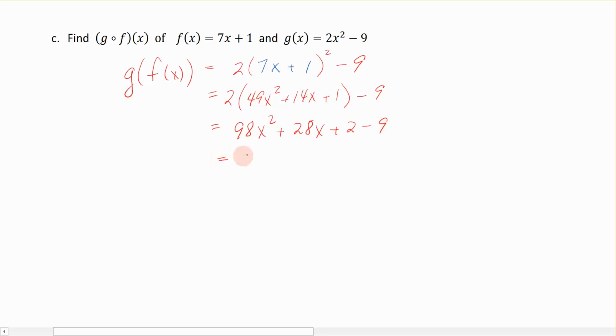The last thing I need to do here is 98x squared plus 28x minus 7 when I combine those like terms. And this right here, which is a quadratic, is the composition of g composed with f. Oops, that looks like g o f. G composed with f of x. And that's the solution right there.